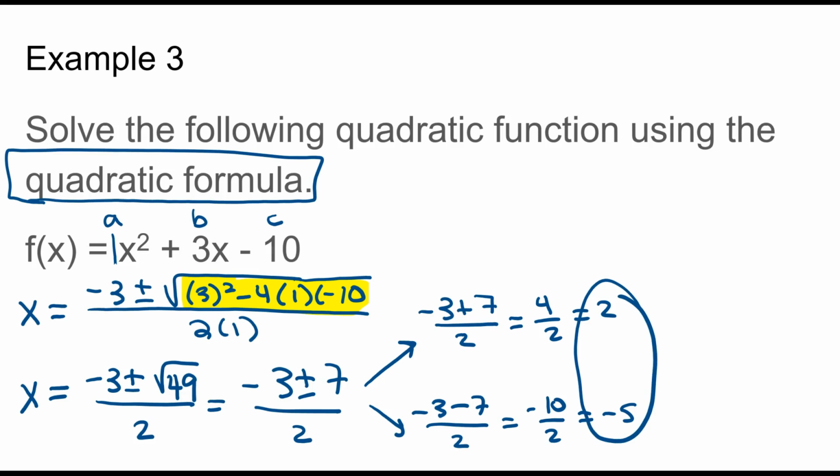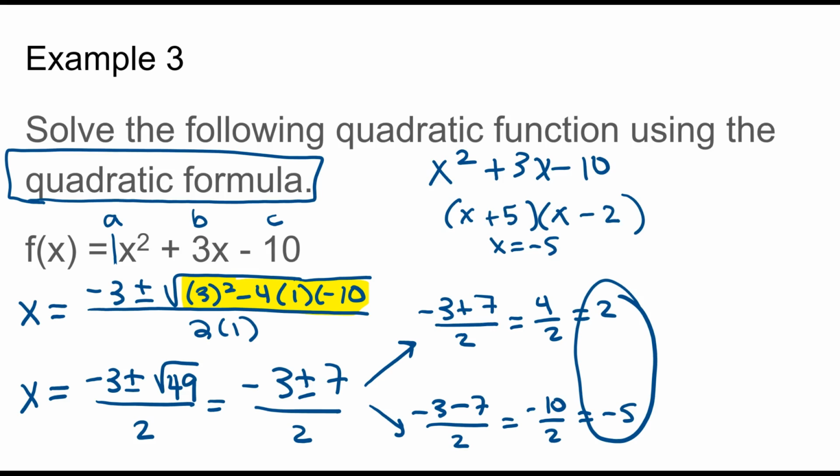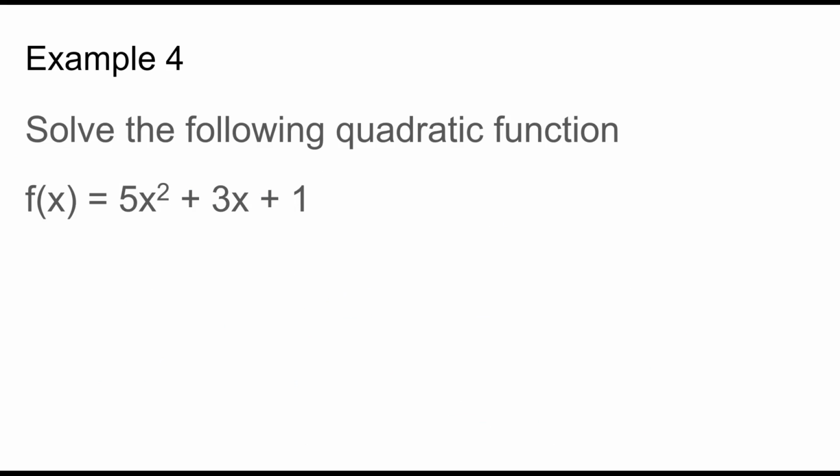These are our zeros. Well, let's just do a quick check. Could we have factored this? What multiplies to negative 10 but adds to 3? Positive 5, negative 2, negative 5, positive 2. All right, we'll do a couple more together.